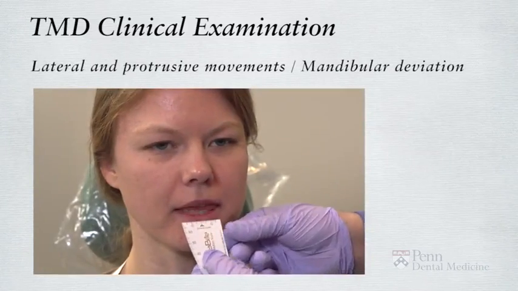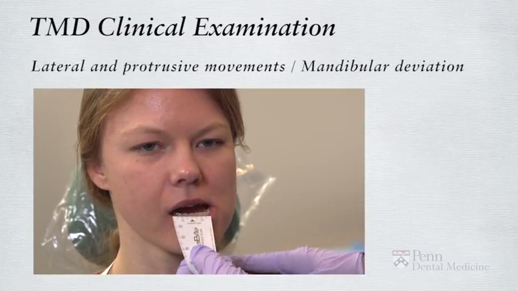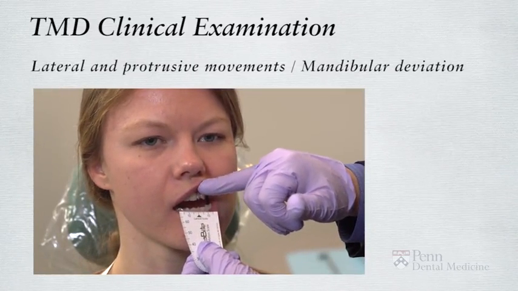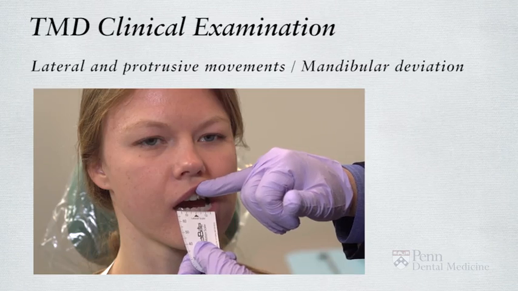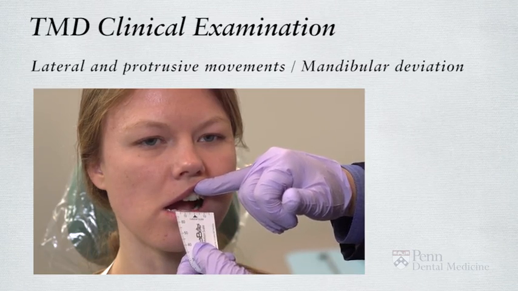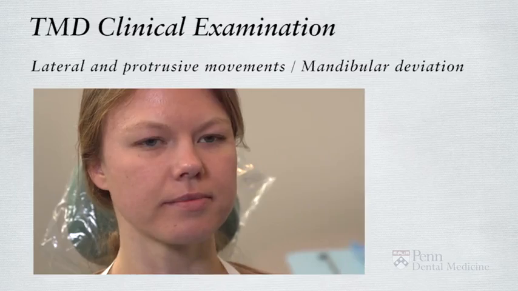Lateral jaw movements are evaluated by asking the patient to move their mandible left and right and measuring the range of motion with a measuring device as previously mentioned. Normal lateral movements typically range between 8 to 12 millimeters in adults.